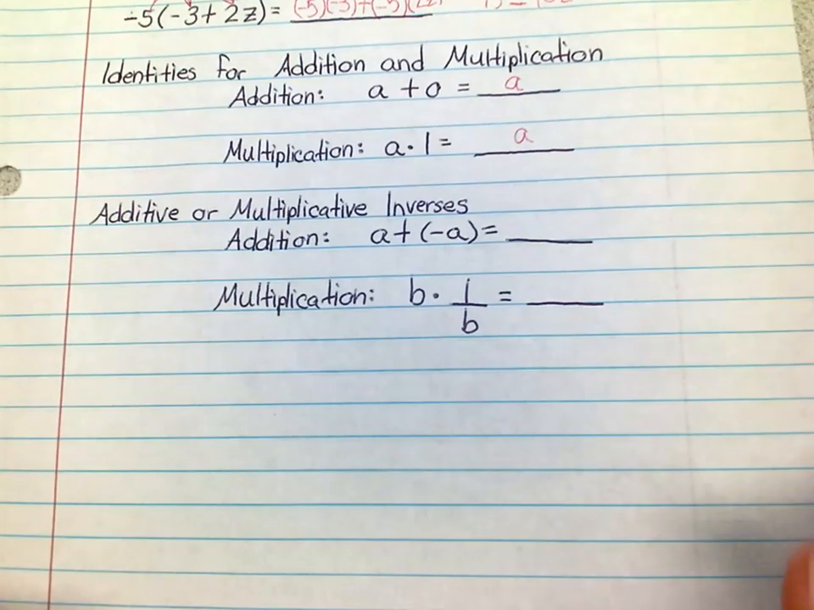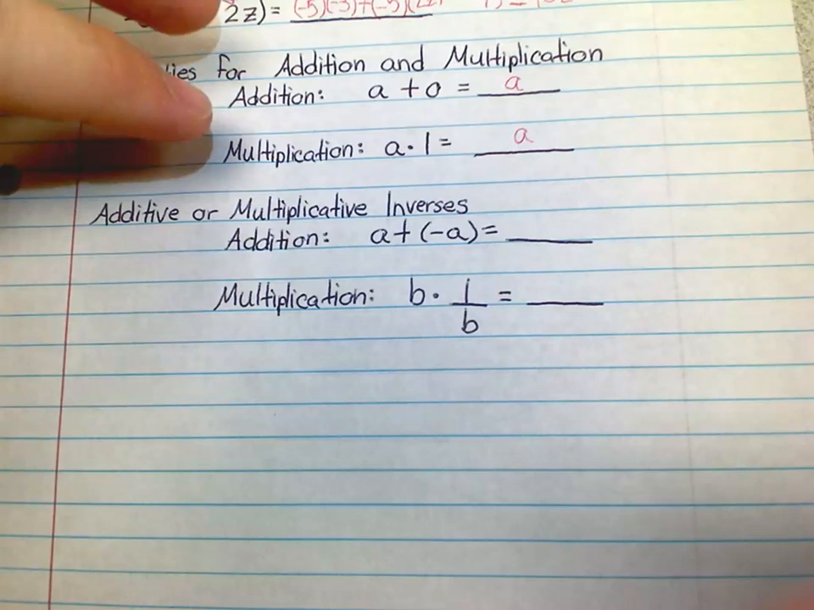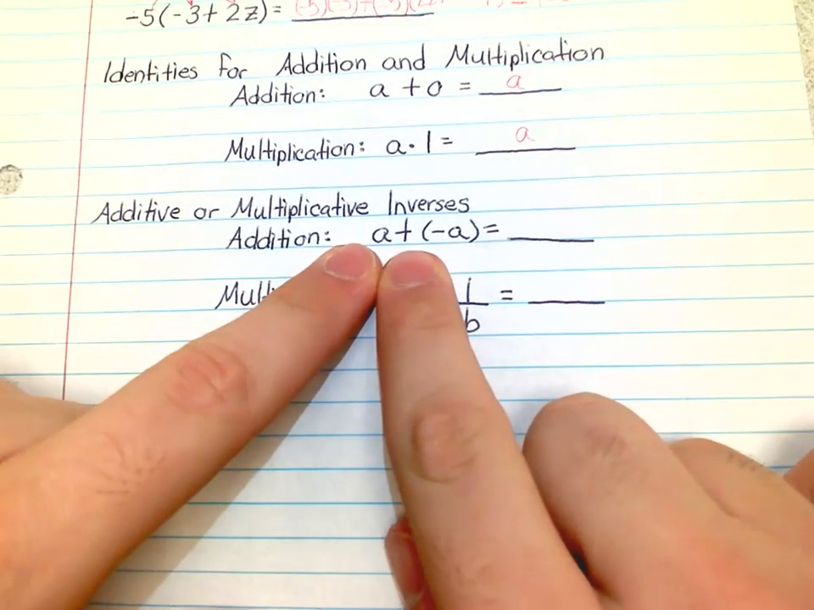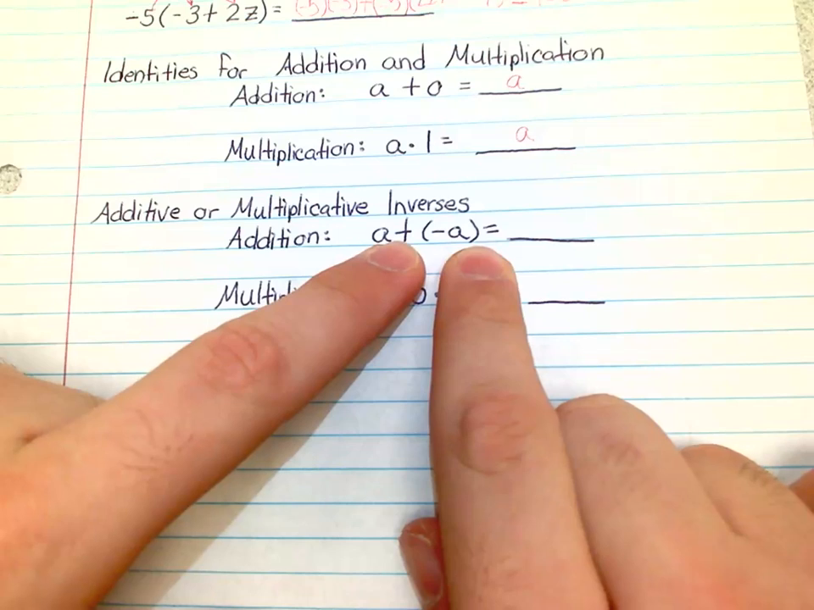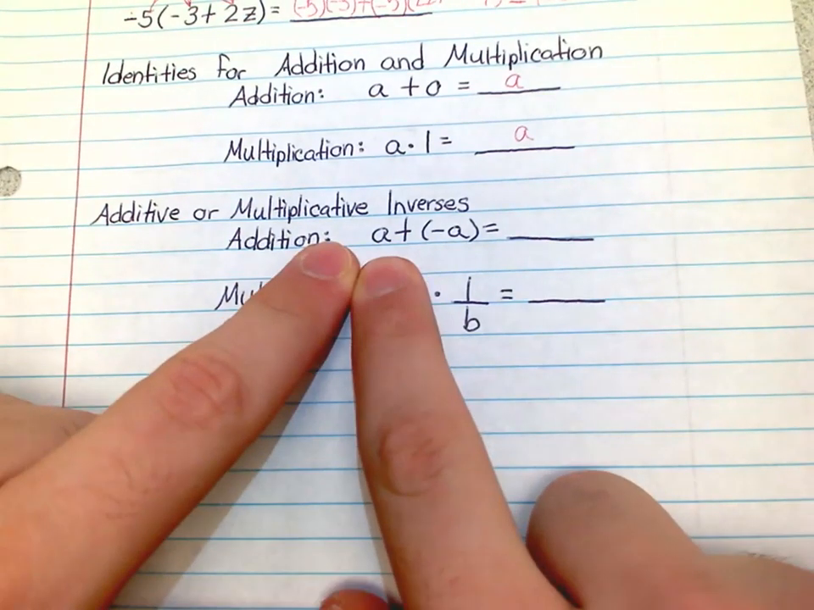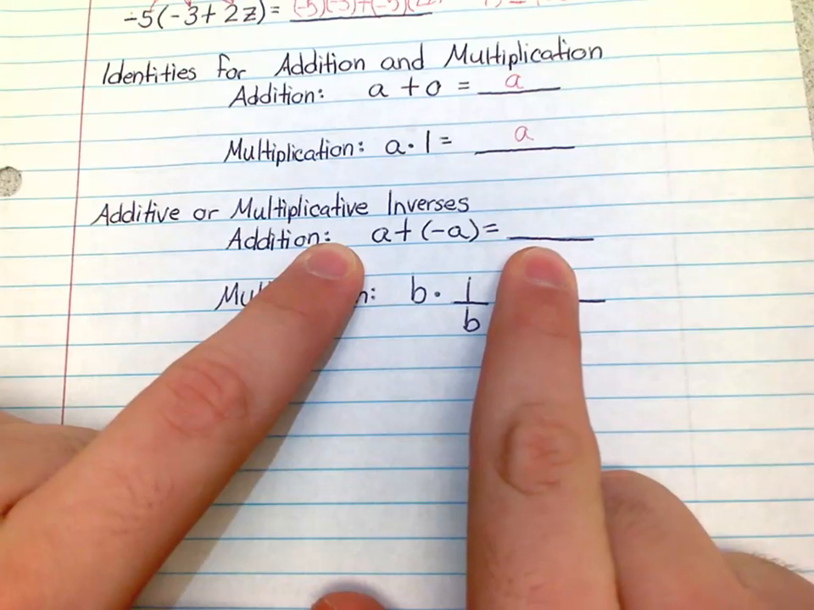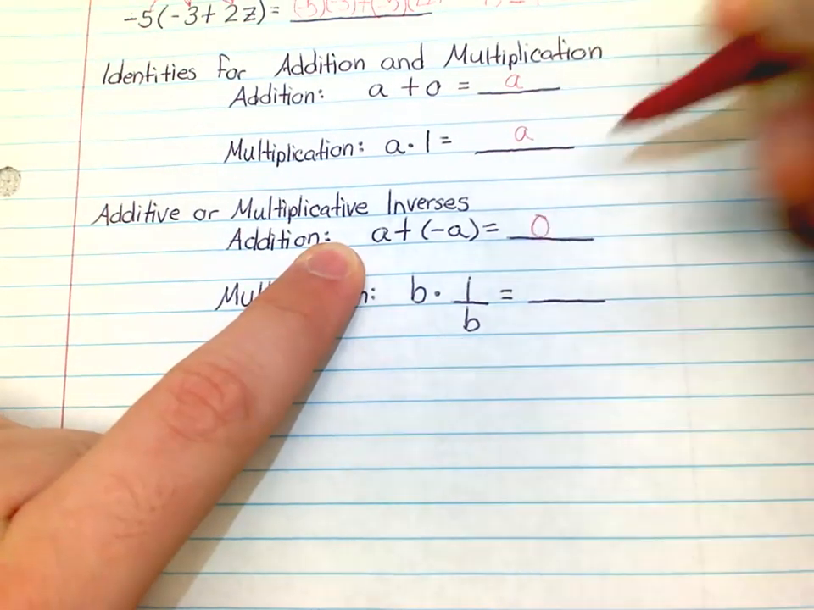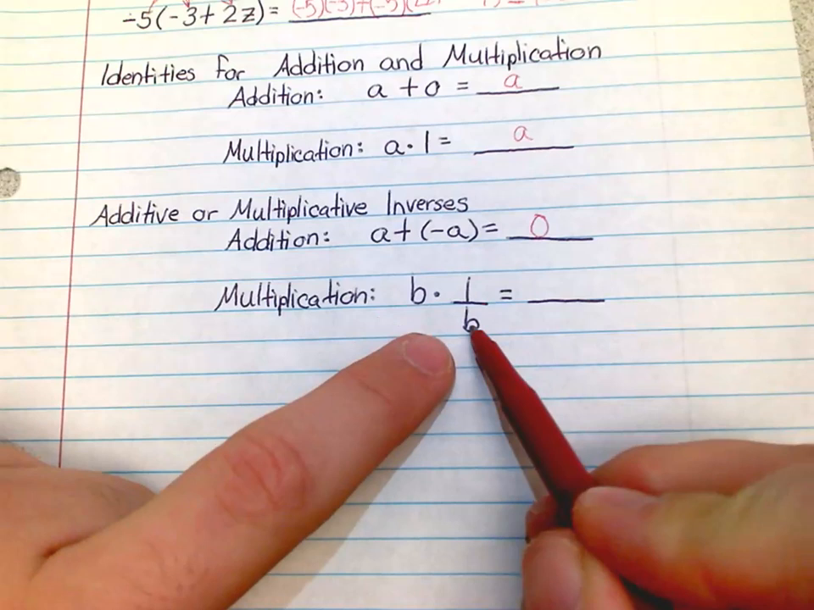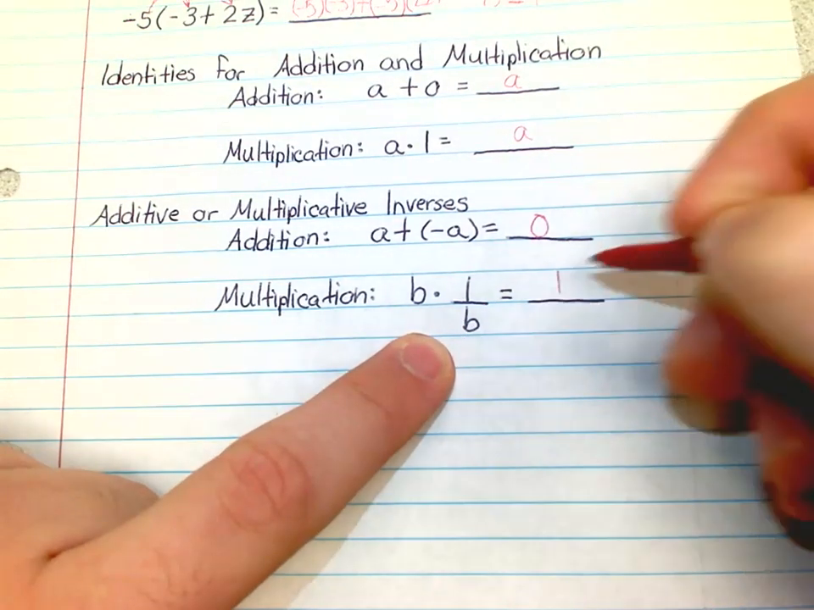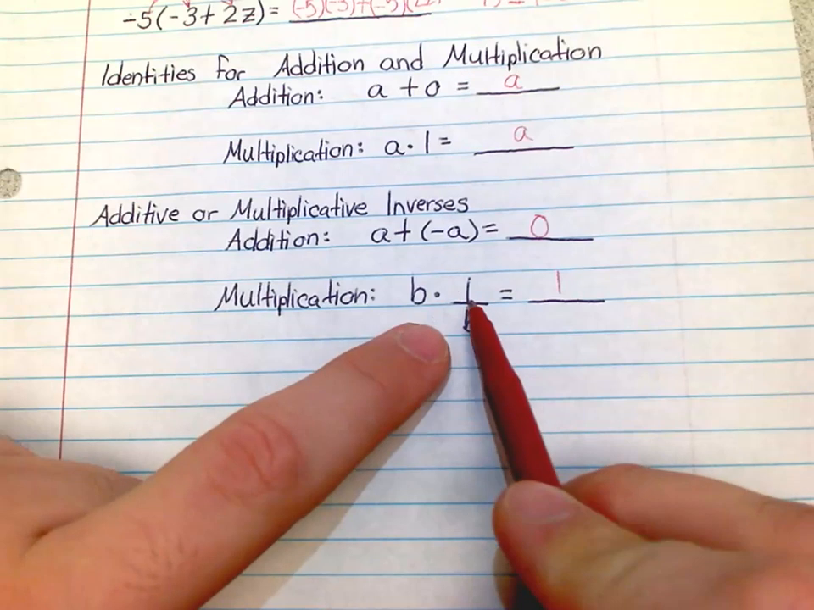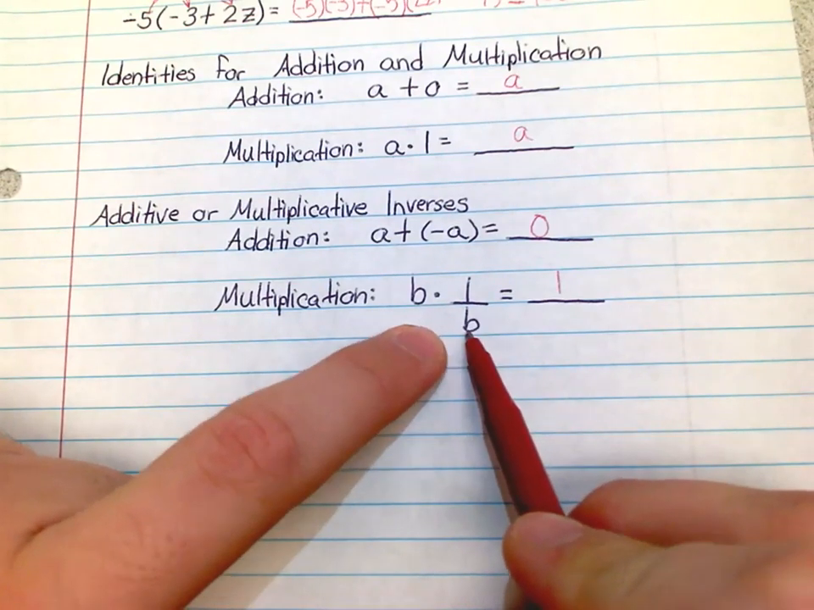Okay, now for the additive and multiplicative inverses. For this, for addition, you're trying to get to 0, while for multiplication, you're trying to get to 1. And for addition, you have to add the positive plus its negative equivalent. So like 4 plus negative 4 would give you 0. Okay, b times 1 over b gives you 1. Or if you said 4 times 1 over 4, that fraction 1/4, you get 1.